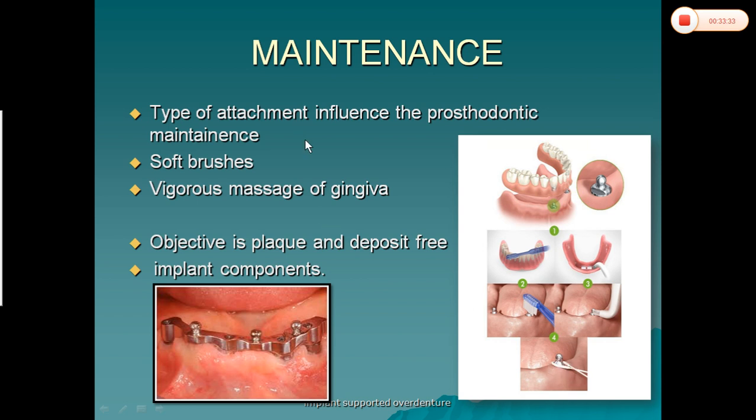The type of attachment influences the prosthodontic maintenance. If it is a ball type of attachment, it is easy for the patient to maintain. Whereas in the case of bar attachment, the mucosal tissue beneath the bar will be inflamed, and it is very difficult for the patient to maintain hygiene beneath the bar. Ball type of attachment is easy for maintenance. Bar attachment is difficult. It also leads to inflammation of the mucosa. Soft brushes are advised, and vigorous massage of the gingiva is recommended.